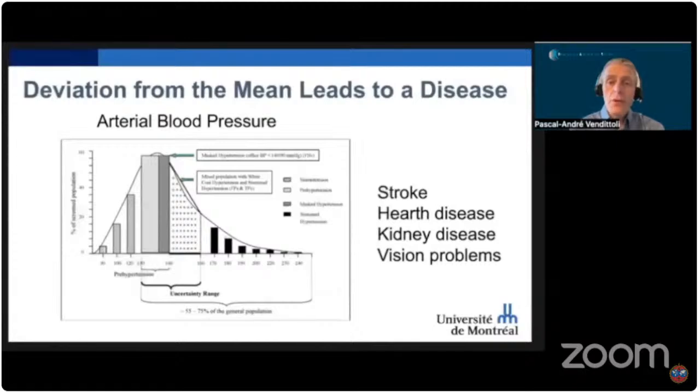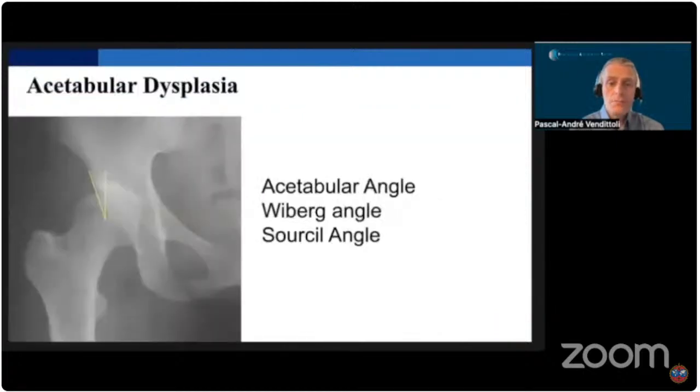A more valuable way of classifying the normal from the abnormal values would be to use a cutoff linked to an increased odds of a disease or adverse event. Let's take the blood pressure example. It is well known that high blood pressure above 160 of systolic is linked to an increased risk of stroke, heart disease, kidney disease, or visual problem.